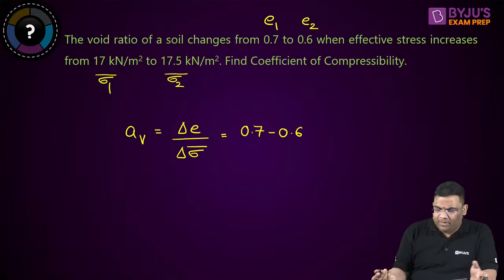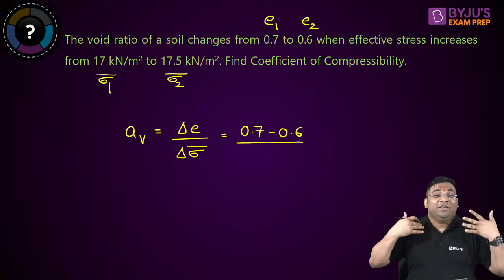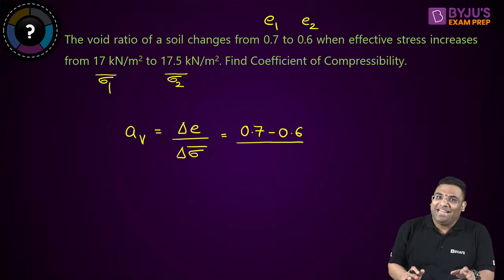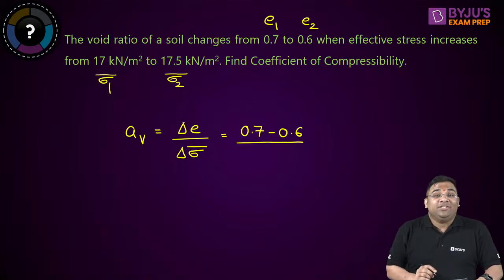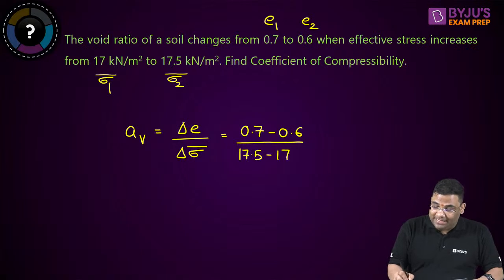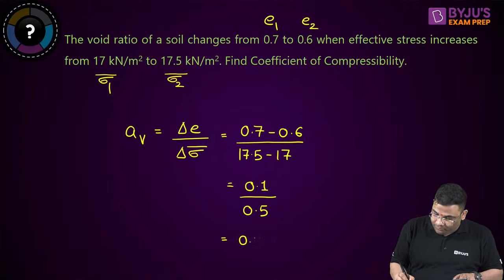Many students have solved it correctly also. Okay? Now some students might be thinking, sir, why are we solving such easy questions? Okay, every chapter starts with easy things, right? And slowly we move on to more difficult things, right? So change in stress, how much is it? 17.5 minus 17. So this is what? 0.1 divided by 0.5, giving us 1 by 5, or I can say 0.2.